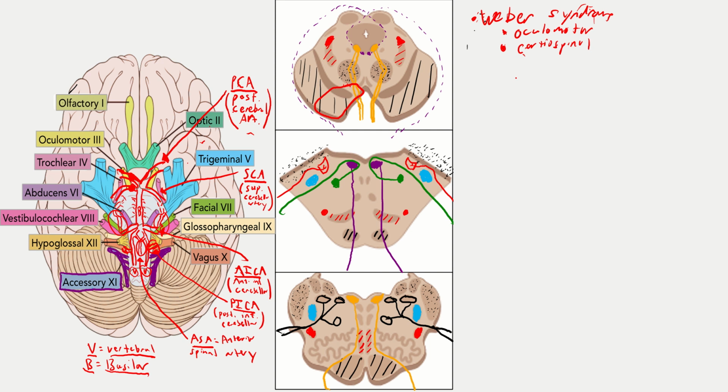You may not be tested on it, but I think it's reasonable to go over. Another one is Benedict syndrome. And what is Benedict syndrome? It's a little bit different. It also hits the corticospinal tract, but here it kind of hits the red nucleus, the rubrospinal tract. So for these patients, you're going to get oculomotor nerve palsy, and at the same time you're hitting that red nucleus.